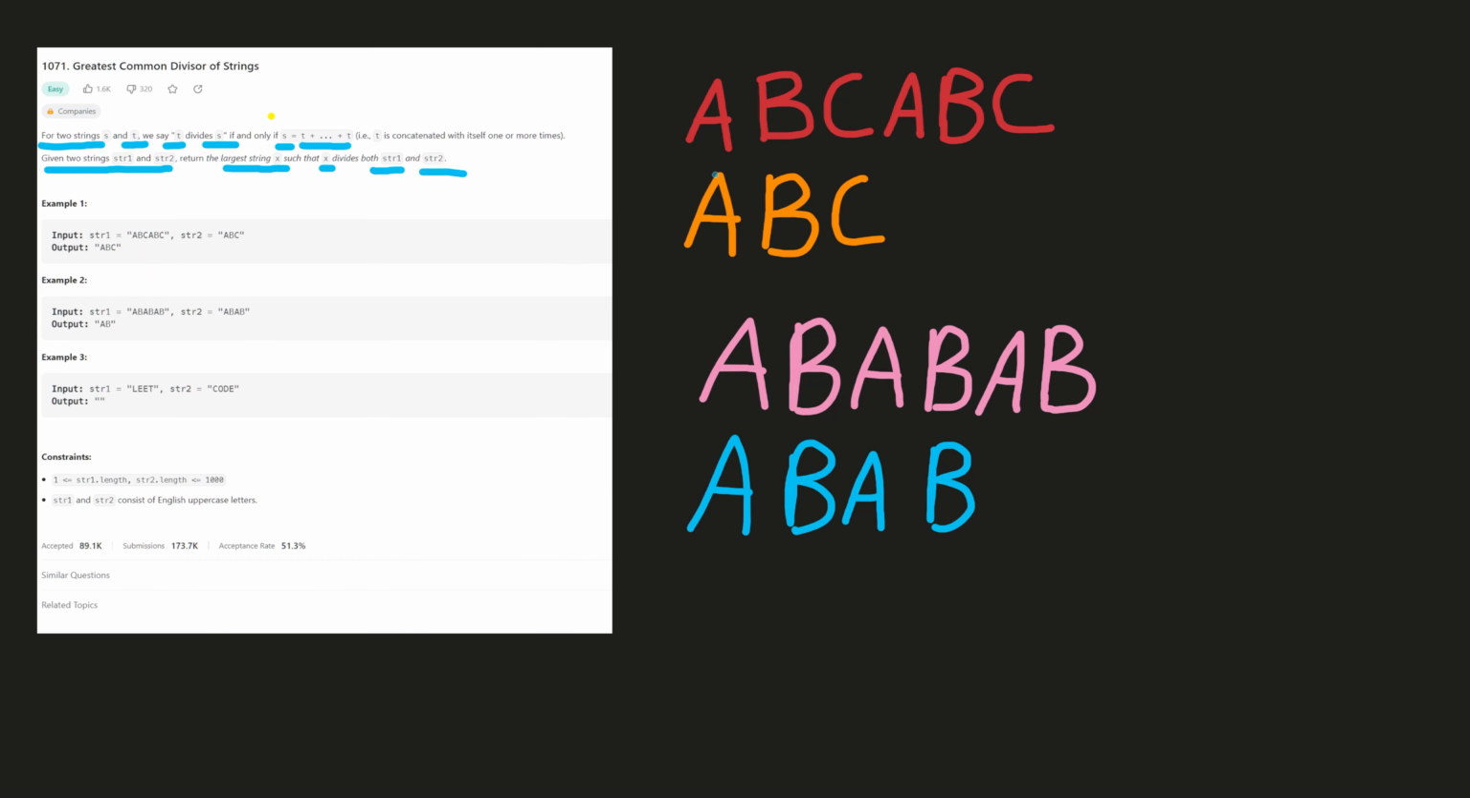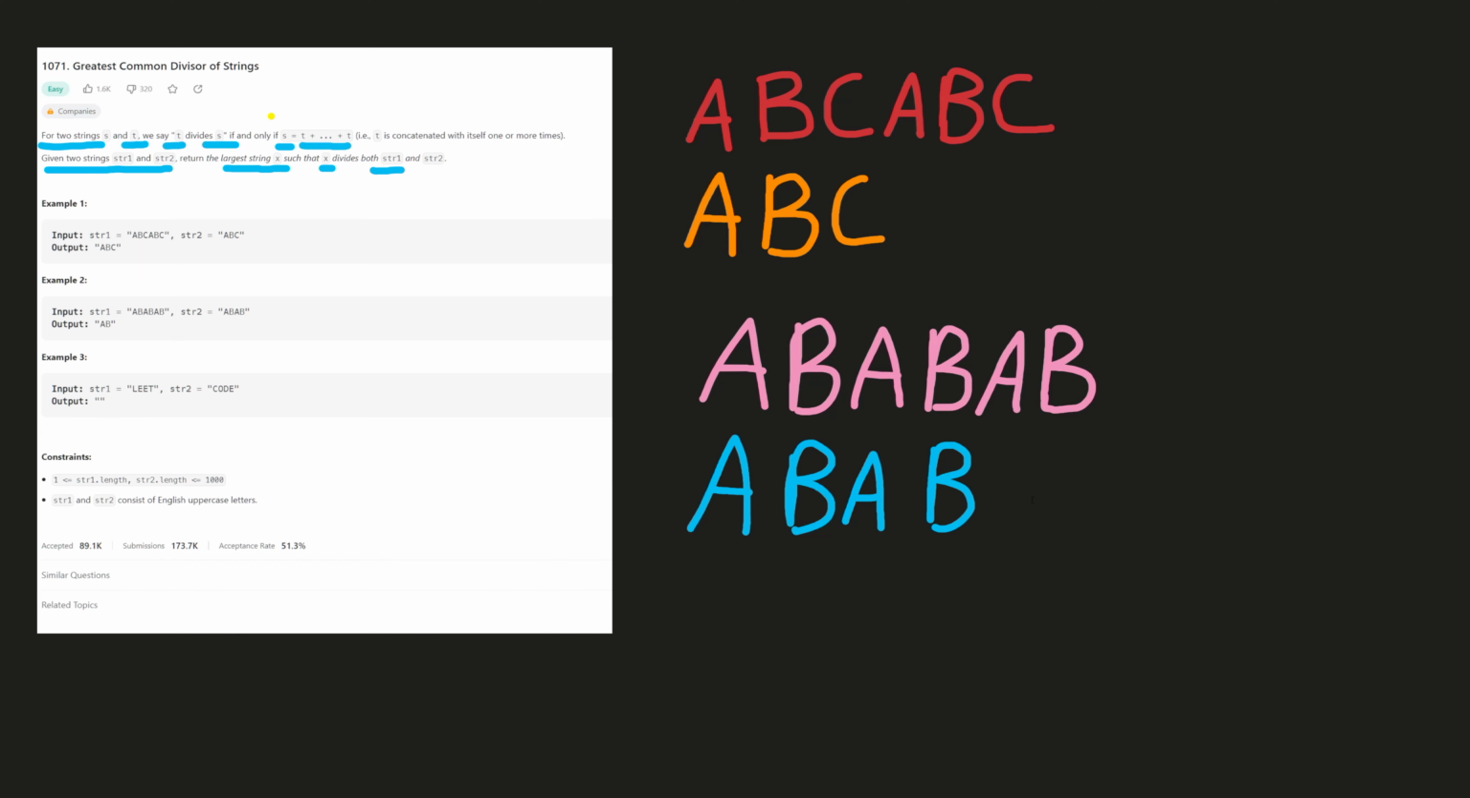So let's take a look at these two examples. In the first example, you can see that ABC can actually just be repeated twice to make the top string. So you can repeat ABC once to make the bottom string ABC, and you can repeat it twice to make the top string ABC, ABC. So therefore, you would return ABC because that's the greatest common divisor of both of these strings.